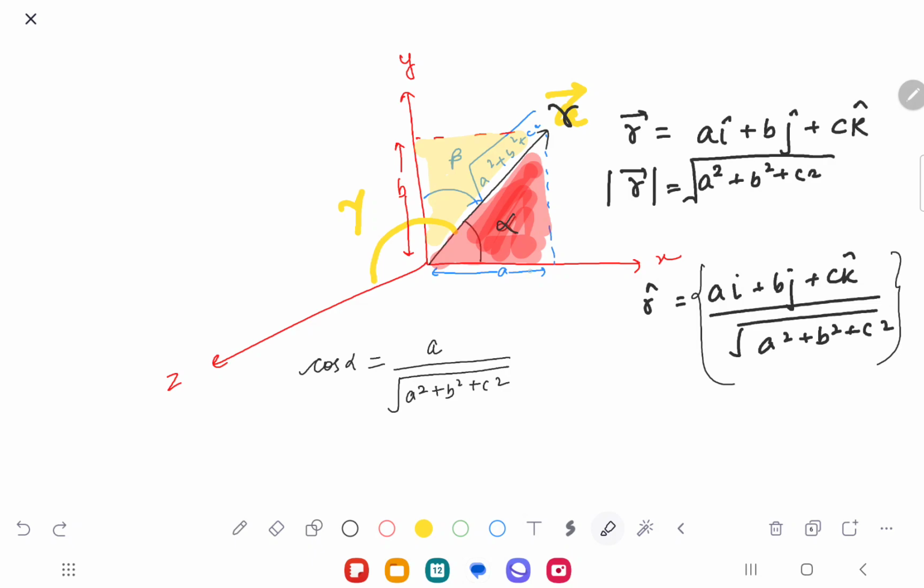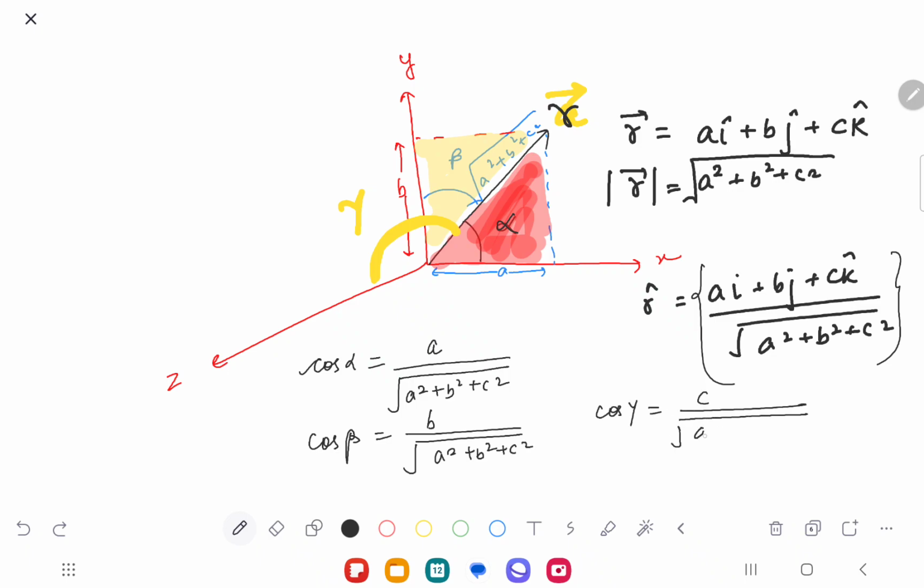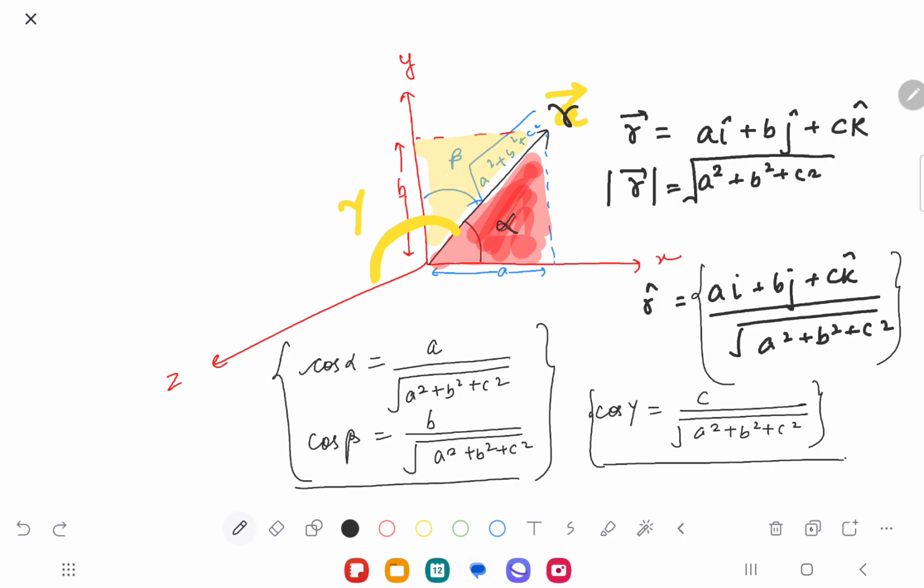Then when you look in 3D, so in a different quadrant, definitely we'll be considering a triangle with angle alpha, with gamma. So in that sense, what are we going to write down? We are going to write down cos alpha is this. Cos beta shall be b over under root of a square plus b square plus c square. And cos gamma shall be c over under root of a square plus b square plus c square. Do you understand my point? Understood.